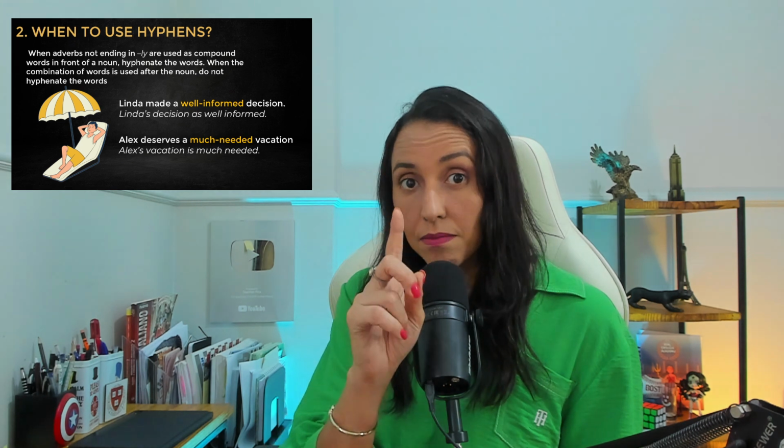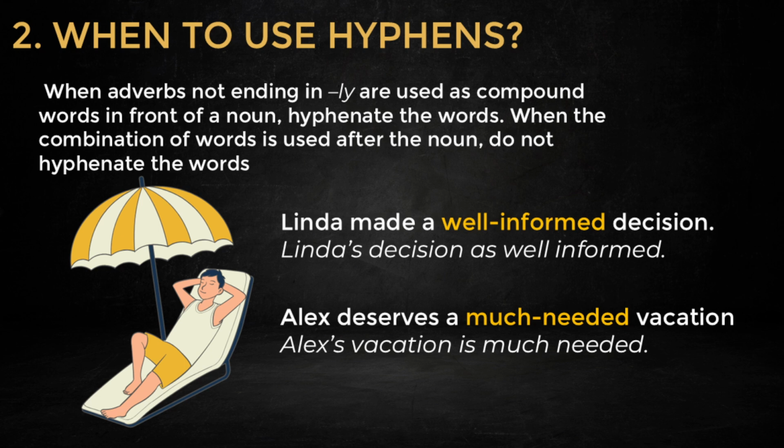Okay. Some apps, some correction apps may correct you, but it's not necessary in terms of grammar if the compound adjective is after the noun. Okay. I am well informed. Some applications may correct and insert the hyphen, but in terms of grammar, it's not necessary because I am well informed. There's nothing after well informed. Therefore, I don't hyphenate. I don't use the hyphen, okay? Linda's decision was well informed. Alex deserves a much needed vacation.